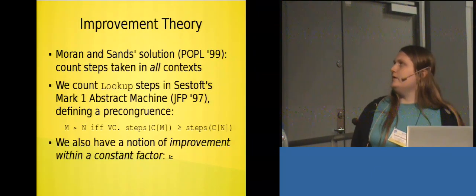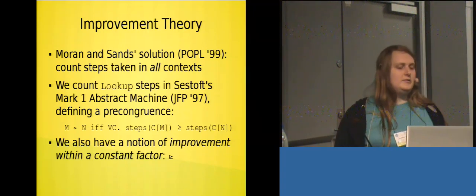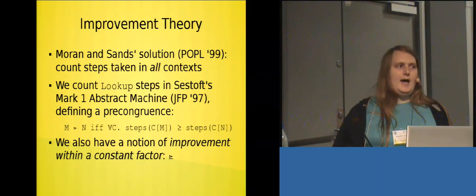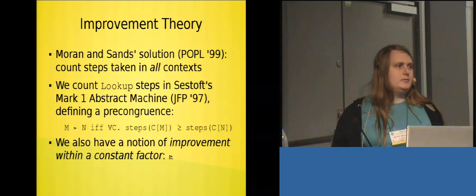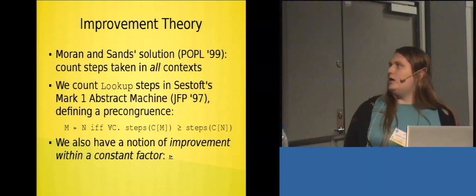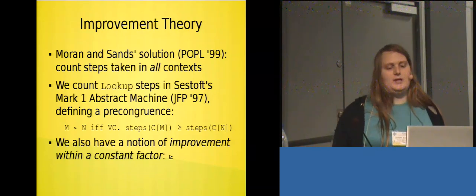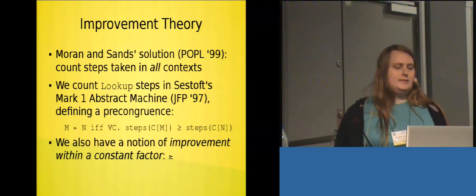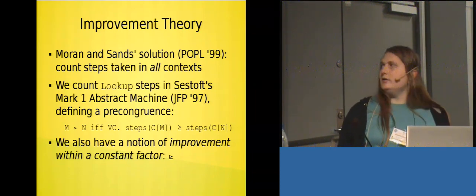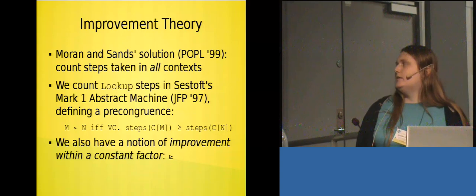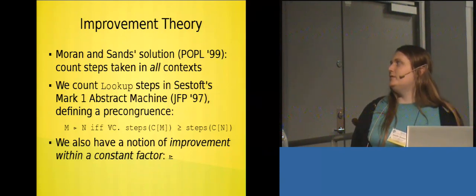So Moran and Sands in '99 had a solution: you count steps taken in all contexts. So you quantify over a broad context and say, how many steps? If you want to compare two terms, you need to compare them in any possible conceivable situation. In this case, they counted only lookup steps in the Sestoft Mark I abstract machine, because it turns out that the total number of steps is linear in the number of lookup steps. So we have this definition: we say M is improved by N if for any context C, C of M takes at least as many steps as C of N.